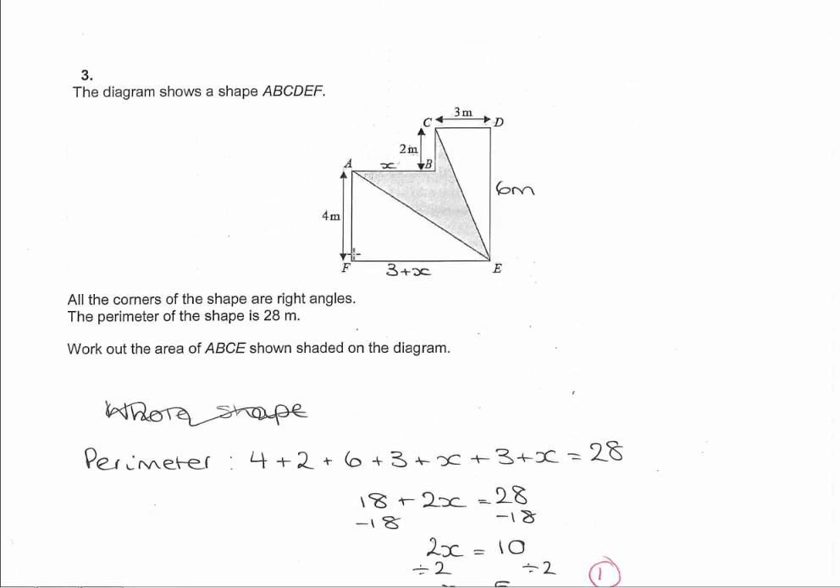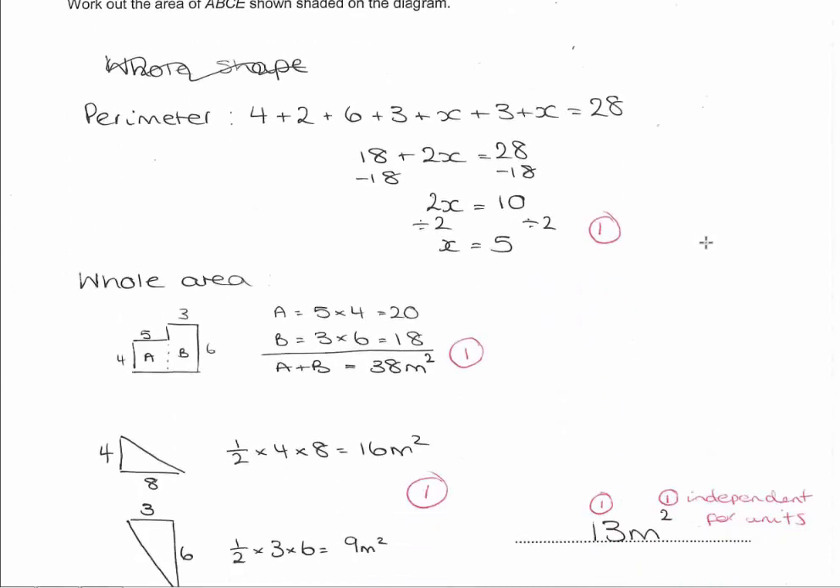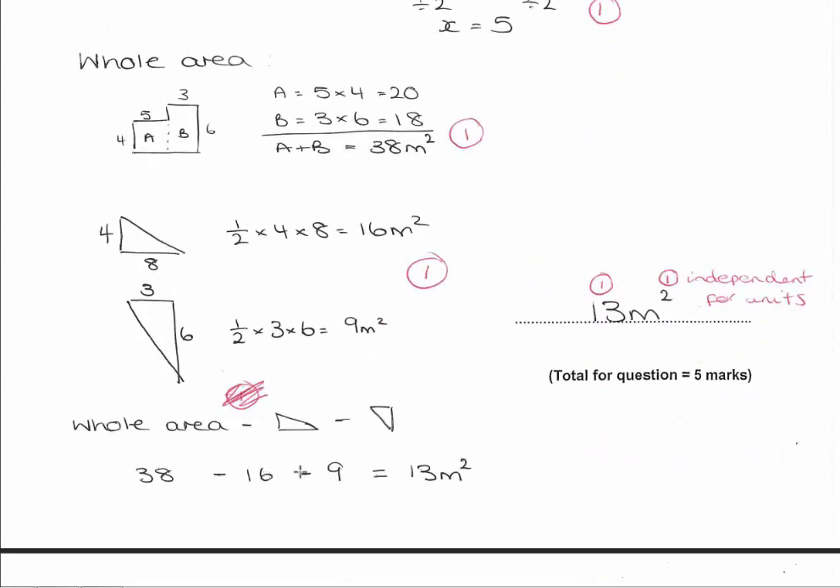Okay, now we need to subtract the area of these triangles. Well, this we've just worked out is 8. Half base times height, remember that, half base times height. 8 times 4 is 32, half it is 16, the area of that is 16. 3 times 6 is 18 and half it is 9, the area of this triangle is 9. So, if you subtract the 16 and the 9 from the 38 of the whole area, you get 13. 13 square meters is your area of the shaded grey shape.